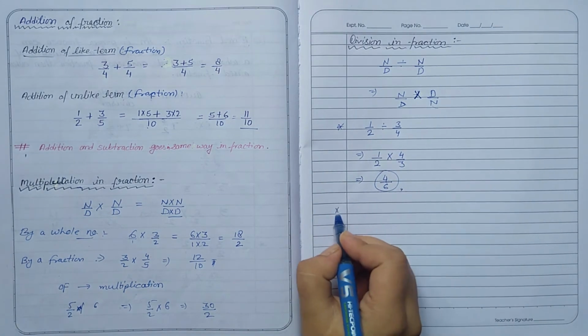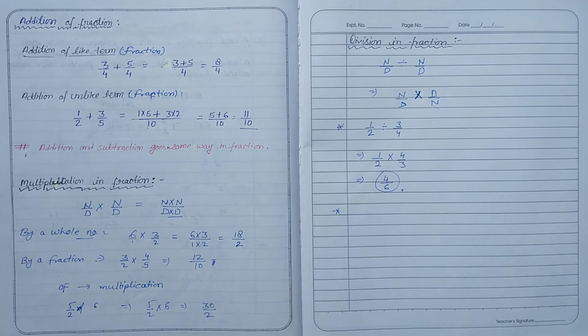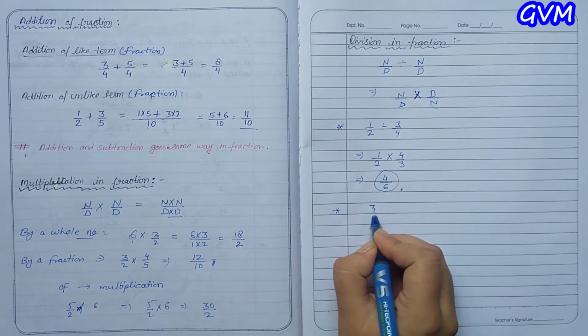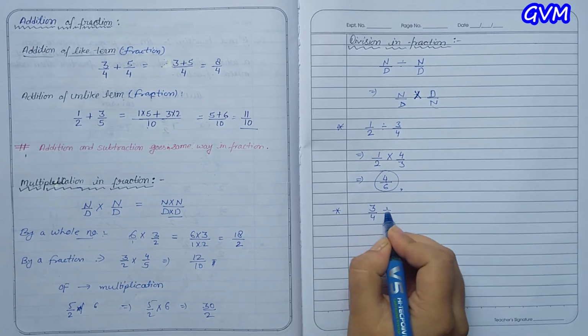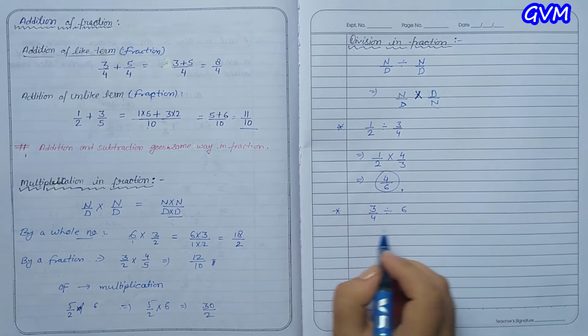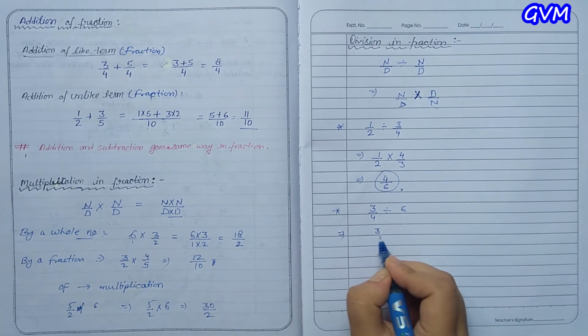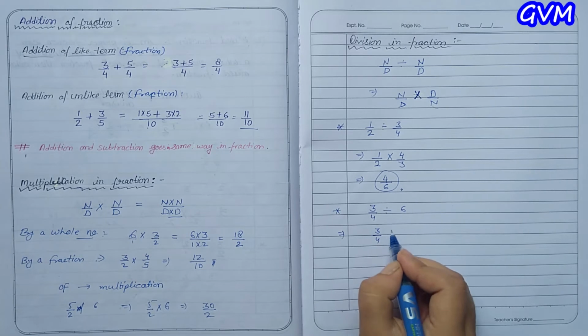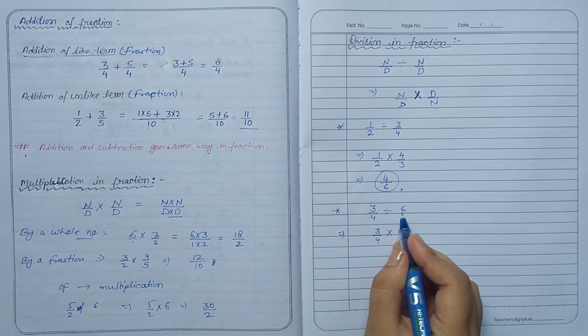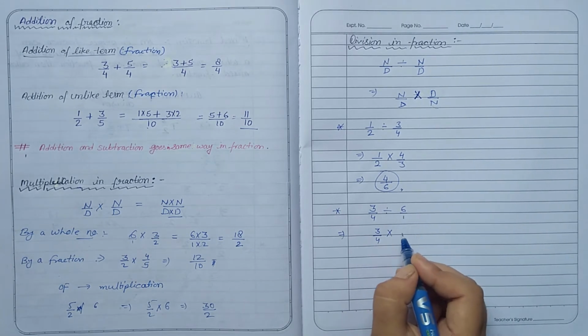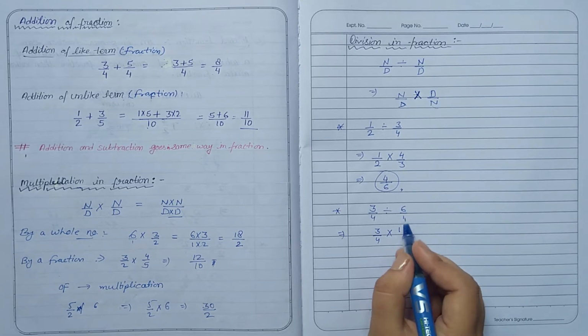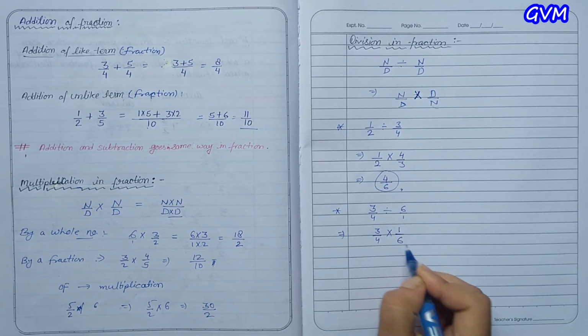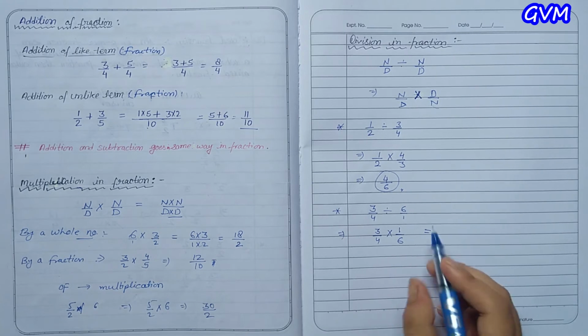Now if we divide a fraction by a whole number, that is if we are taking 3 upon 4, a fraction, and divide it by 6, so how will we do it? Write 3 upon 4 as it is, put a multiply sign, and we can see that 6 can be written as 6 upon 1. So we can reciprocate 6 upon 1 as 1 upon 6, and now we can multiply it.